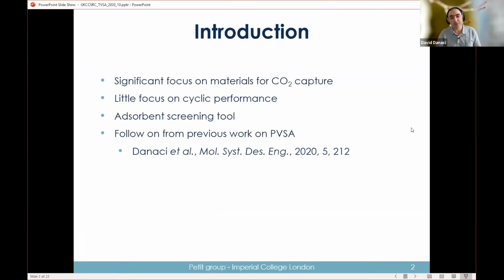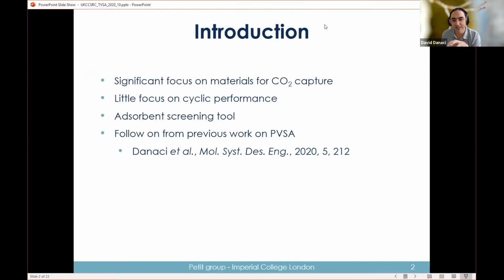This was brought on by the significant focus on materials development for CO2 capture. We all see a number of publications on various porous materials and adsorbents claiming that they are the next solution to everyone's problems. But the majority of these publications have little focus on cyclic performance, so how they would perform in a representative environment, in industrial operation.